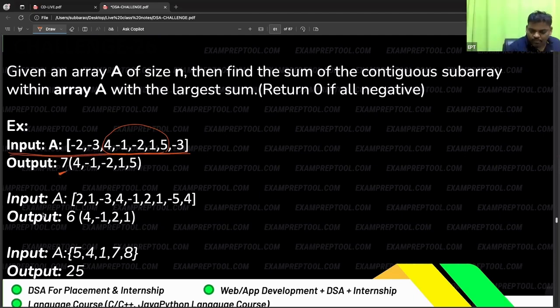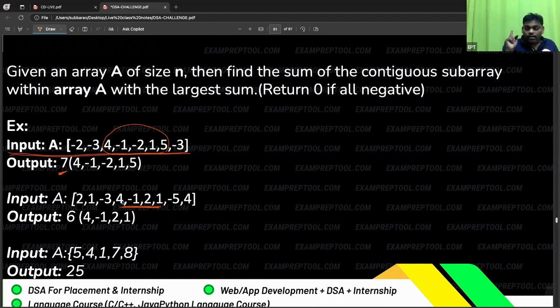Can you see the second example? Here you have to take the subarray whose sum is maximum. 4, minus 1, 2, 1. To this minus 1, on the left I get 4, on the right I get 3. Still I will take minus 1, because on the right side I am getting 3 and on the left side 4. 4 plus 3 is 7, minus 1, 6.